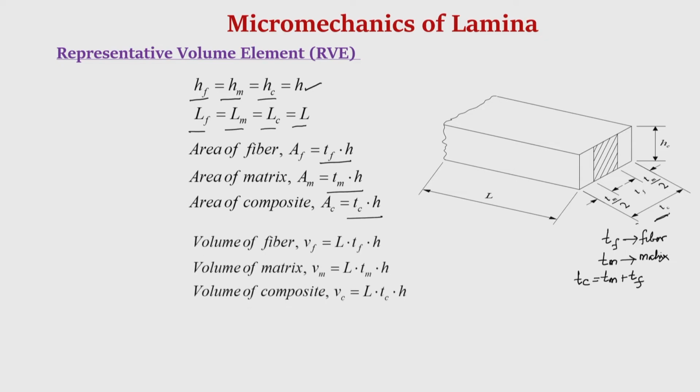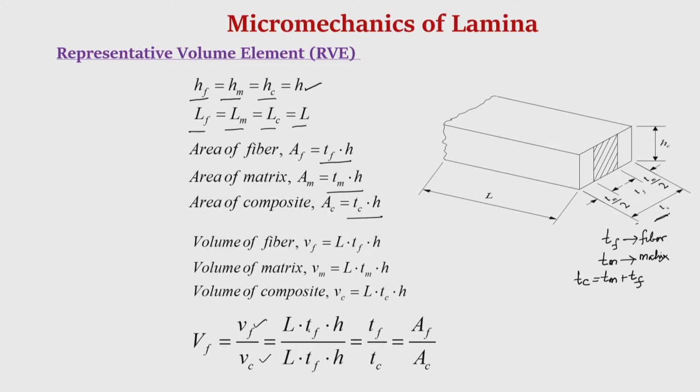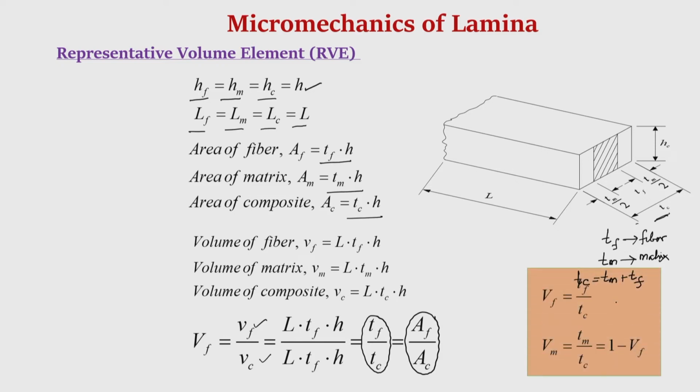So, the volume fraction in such a simplified representative volume element could be expressed as Vf by Vc. However, because the length and height are the same, the volume fraction could as well be represented by the ratio of the width of the fiber to the width of the composite, Tf by Tc, or area of the fiber to the area of the composite. Okay. So, having understood the volume fraction and the representative element.